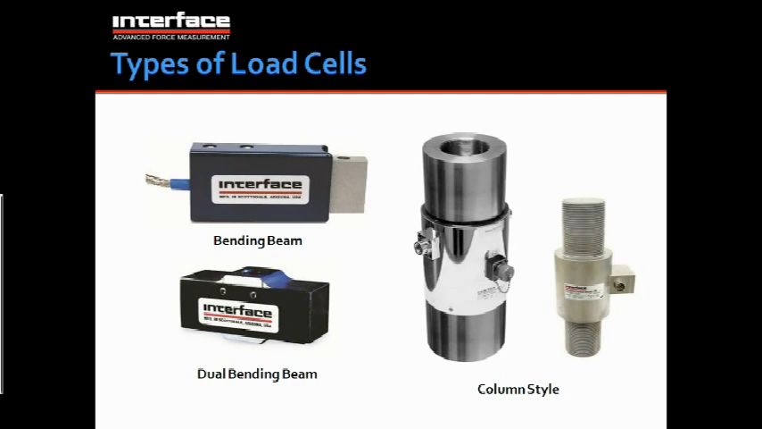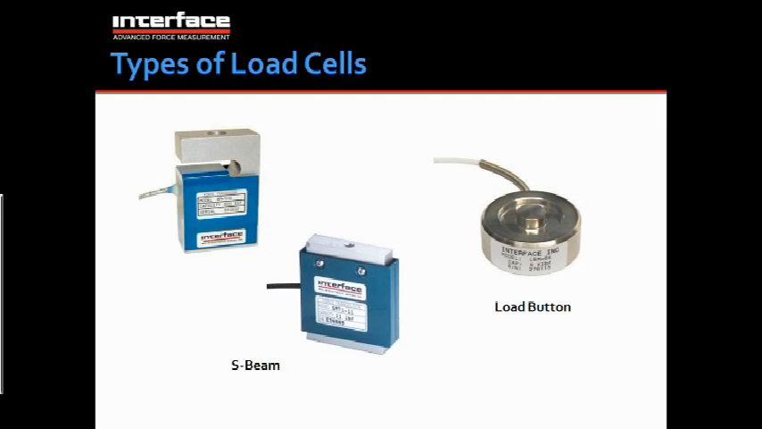This next slide shows other members of the load cell family here at Interface. We have on the left the S-beam type, which are a smaller variation of our load cells. These are for applications where spacing is critical. And on the right, we have a load button load cell, which works only in compression. In this particular example, this load button has a capacity of about 5,000 pounds.